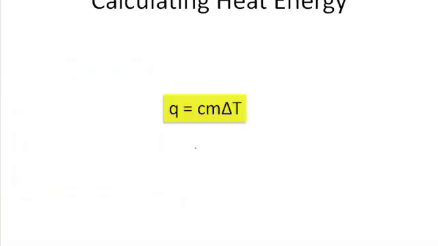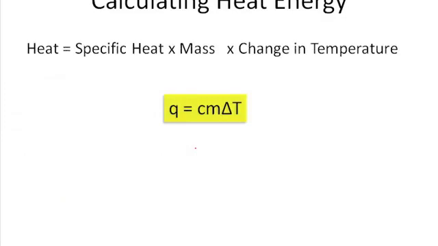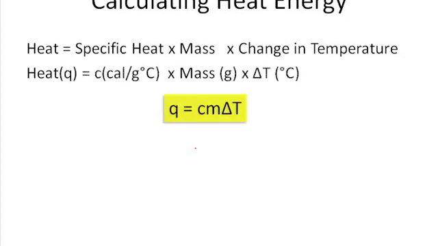Calculating heat energy, well, here's this equation. You have Q equals C m delta T. So heat equals specific heat times the mass times the change in temperature. Okay, so C equals specific heat. Mass refers to m, and change in temperature refers to this delta T.